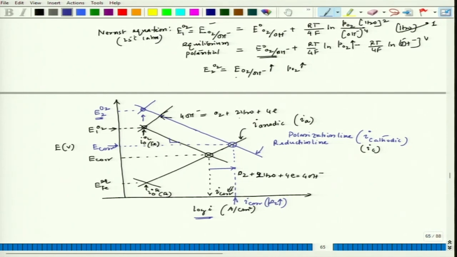And at the same time, if you see the iron anodic part, it is ever increasing. Okay. So, that means it is showing active behavior all the time. Now, if we reduce PO2, from this reference, then we can have another reduction potential, which can be found out from the Nernst equation. So, let us say it is at this location. This is E3O2.